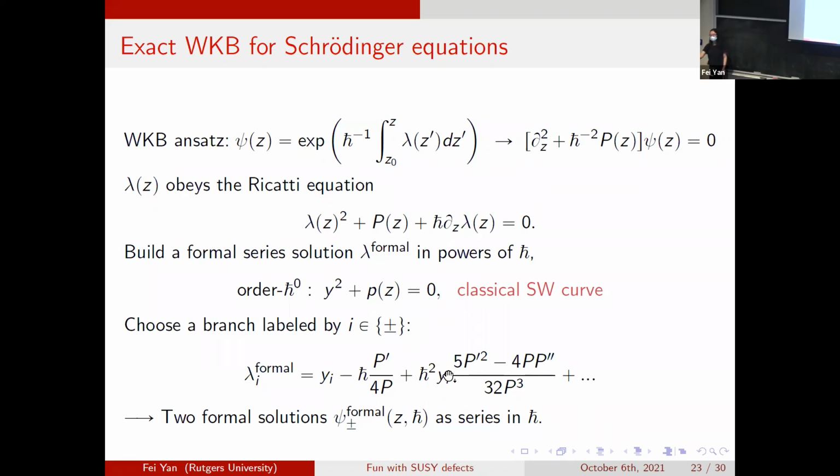It's not some function in H bar. It's not an actual solution. But if you substitute these formal solutions back to the WKB ansatz, you get two formal solutions as series in H bar to the Schrödinger equation.